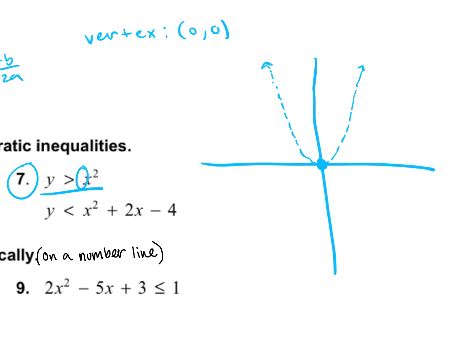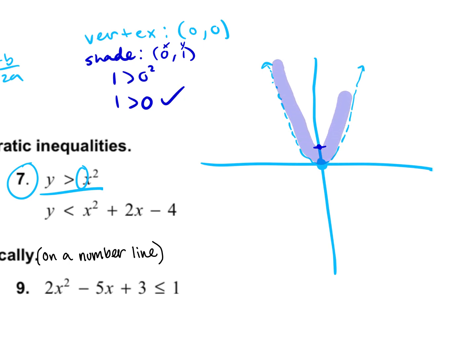And now let's figure out where we're going to shade. What point can I pick to test where we shade here? Perfect, 0, 1, that's inside. So I'm going to plug in 0 for x and 1 for y. So I have 1 is greater than 0 squared. Is 1 greater than 0? Yes. So where do I shade? Inside. If it's not true, you would shade outside. Yes.